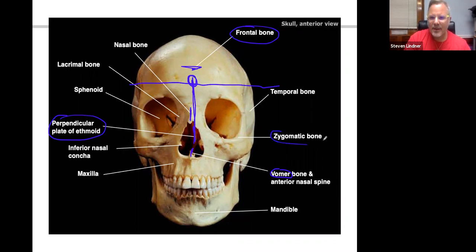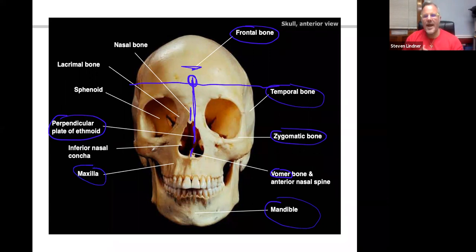Here's the zygomatic bone. On the side is your temporal bone. Bottom of the jaw is your mandible. Top jaw is the maxilla. And within the nose, we have what's called concha or turbinates. There is an inferior, middle, and superior concha. Here on the bottom, we could see the inferior nasal concha. When we breathe air in through the nose, there are three turbinates. They act as a turbine where they spin the air. As we breathe in, it spins and warms the air, and if there's any debris, it makes it stick to the mucous membranes inside the nose.